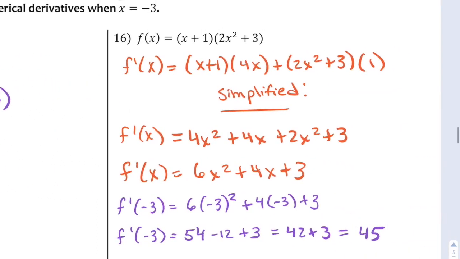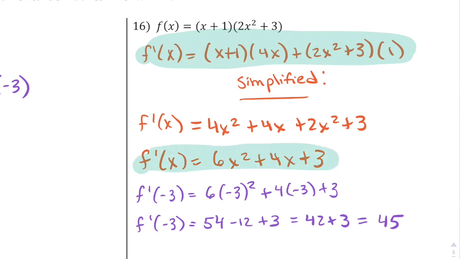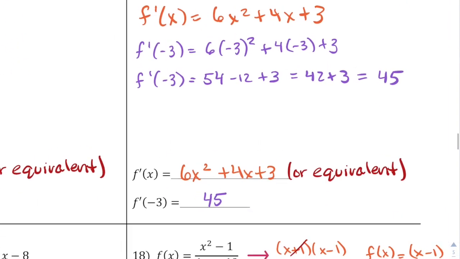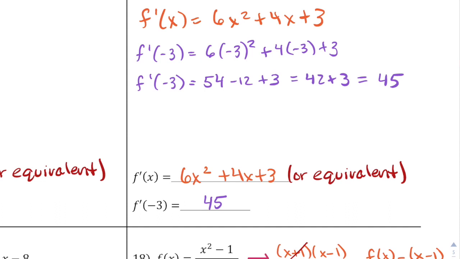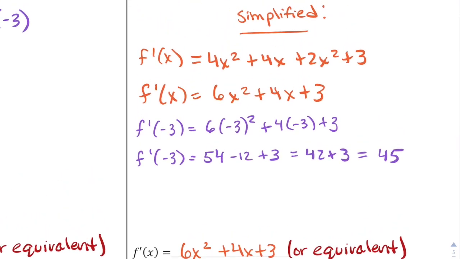In number 16, again, here's a better example. Here's the derivative. You could leave that as your answer if you'd like to, or you can simplify. Regardless, they're both correct. They're both equivalent. So I put the equivalent on the line, and then I evaluated at the location -3 to receive the solution 45.